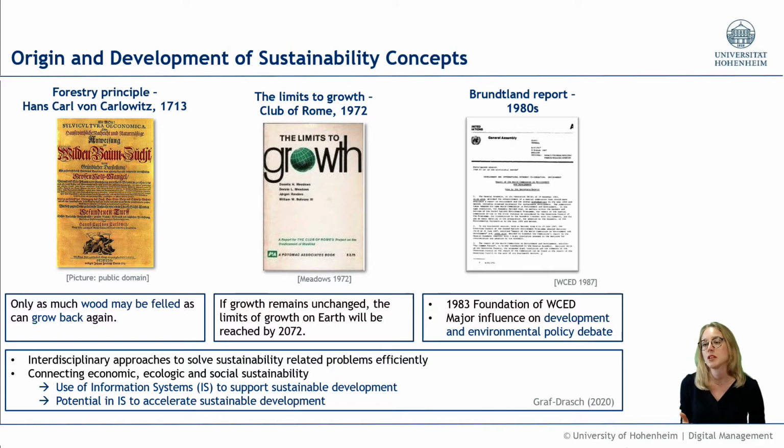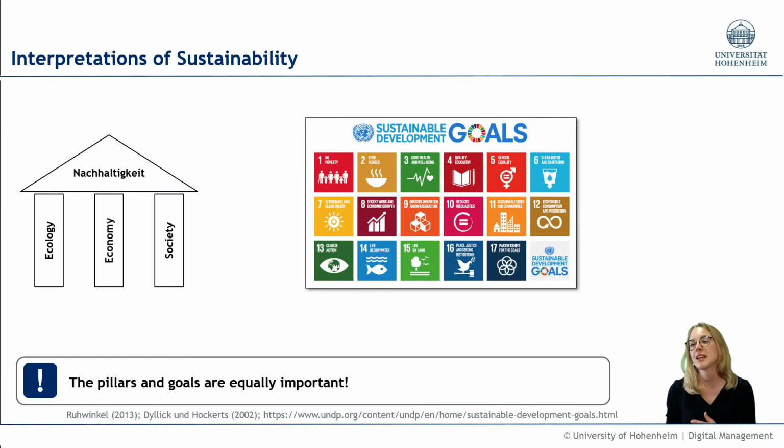In order to be able to reconcile different sustainability approaches, interdisciplinary approaches must be chosen. Information systems, in the following abbreviated as IS, can be used to support sustainable development and have the potential to accelerate it. Sustainability is a guiding principle traditionally characterized by 3 dimensions.